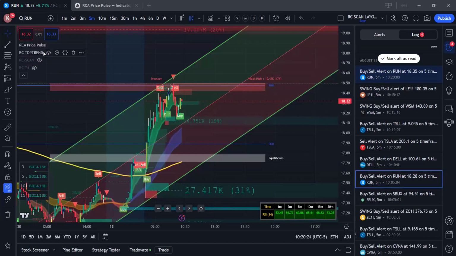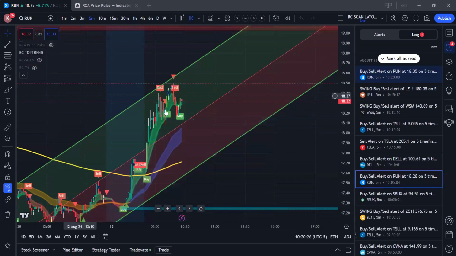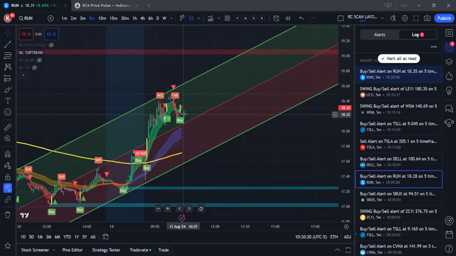Again, the same reason. First thing is Top Trend gave a buy signal. Your swing cloud is blue, your day trading cloud is green, which is good, and you are above EMA 200. There is no sell order block close by, and there is no major resistance.